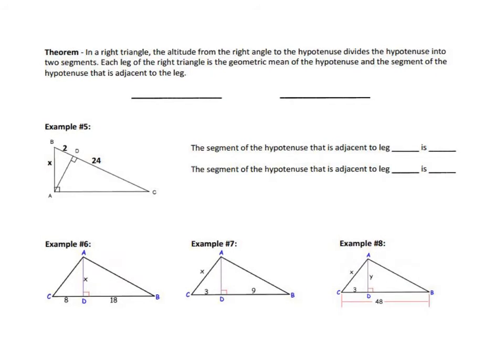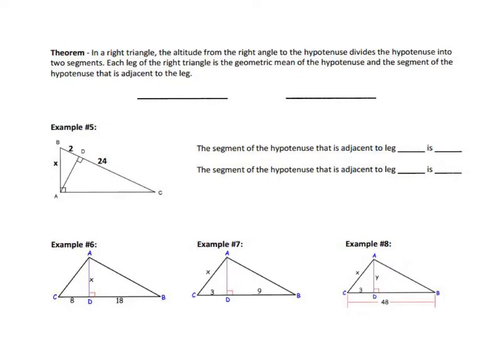We also have a theorem that states that in a right triangle, the altitude from the right angle to the hypotenuse divides the hypotenuse into two segments. Each leg of the right triangle is the geometric mean of the hypotenuse and the segment of the hypotenuse that is adjacent to the leg. So again, from that first page, we have L1 and L2 that are the legs. We have S1 and S2, which are our segments, and we have H, which is the hypotenuse.